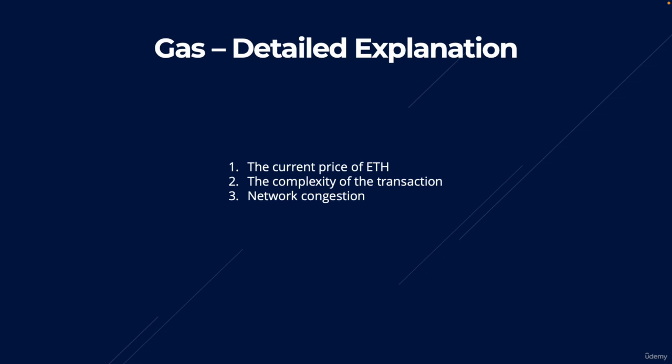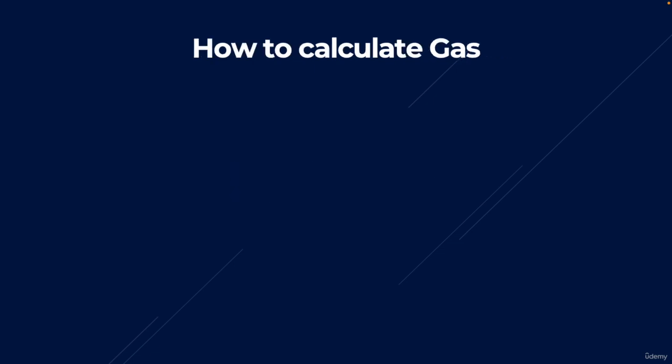So if you don't want to get too detailed into gas and you're not really interested in figuring out what is number 1 and number 2, how does it work, how does this actually calculate into a formula to determine the price of gas, then you don't have to worry about that. However, this part of the video is for those who really want a detailed explanation of exactly how gas is calculated. So how do we calculate gas?